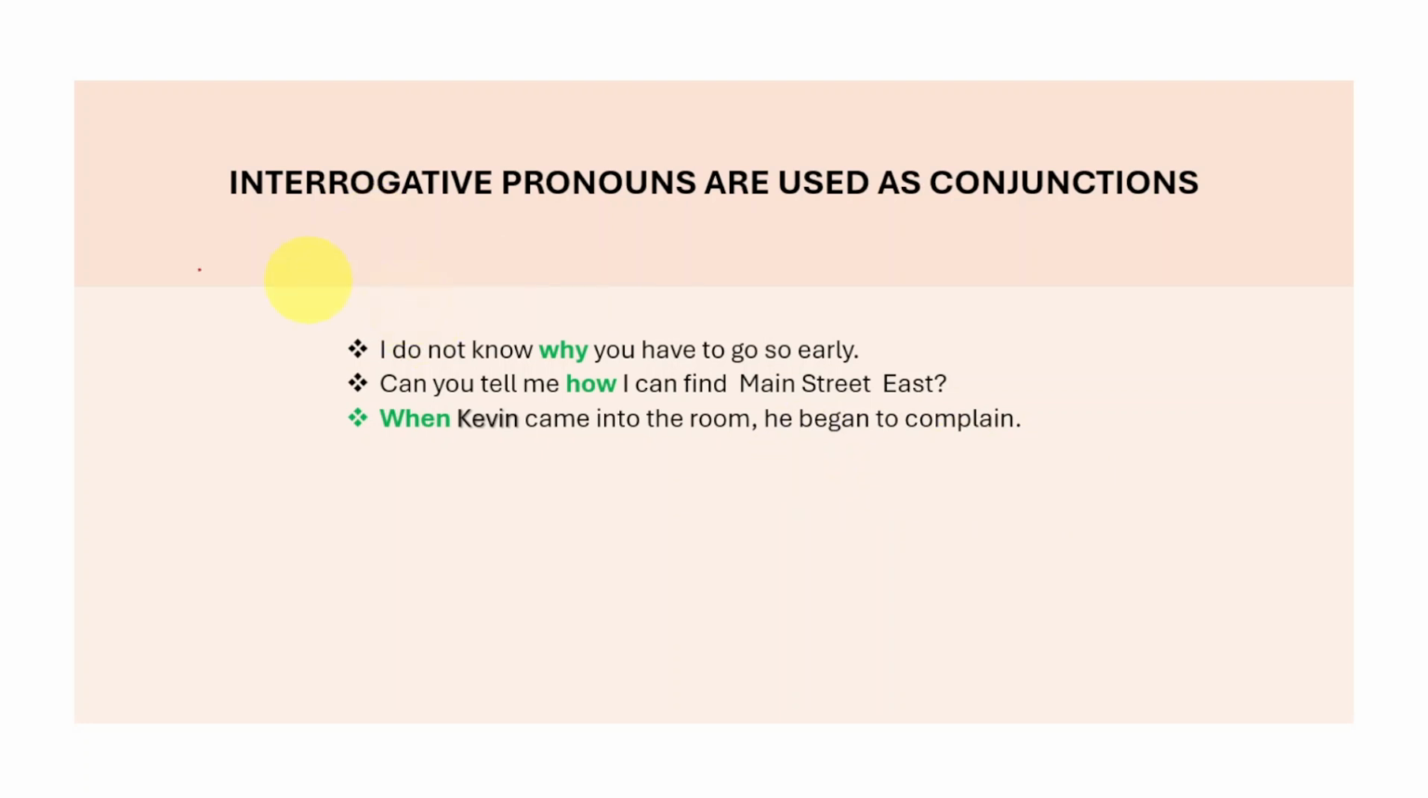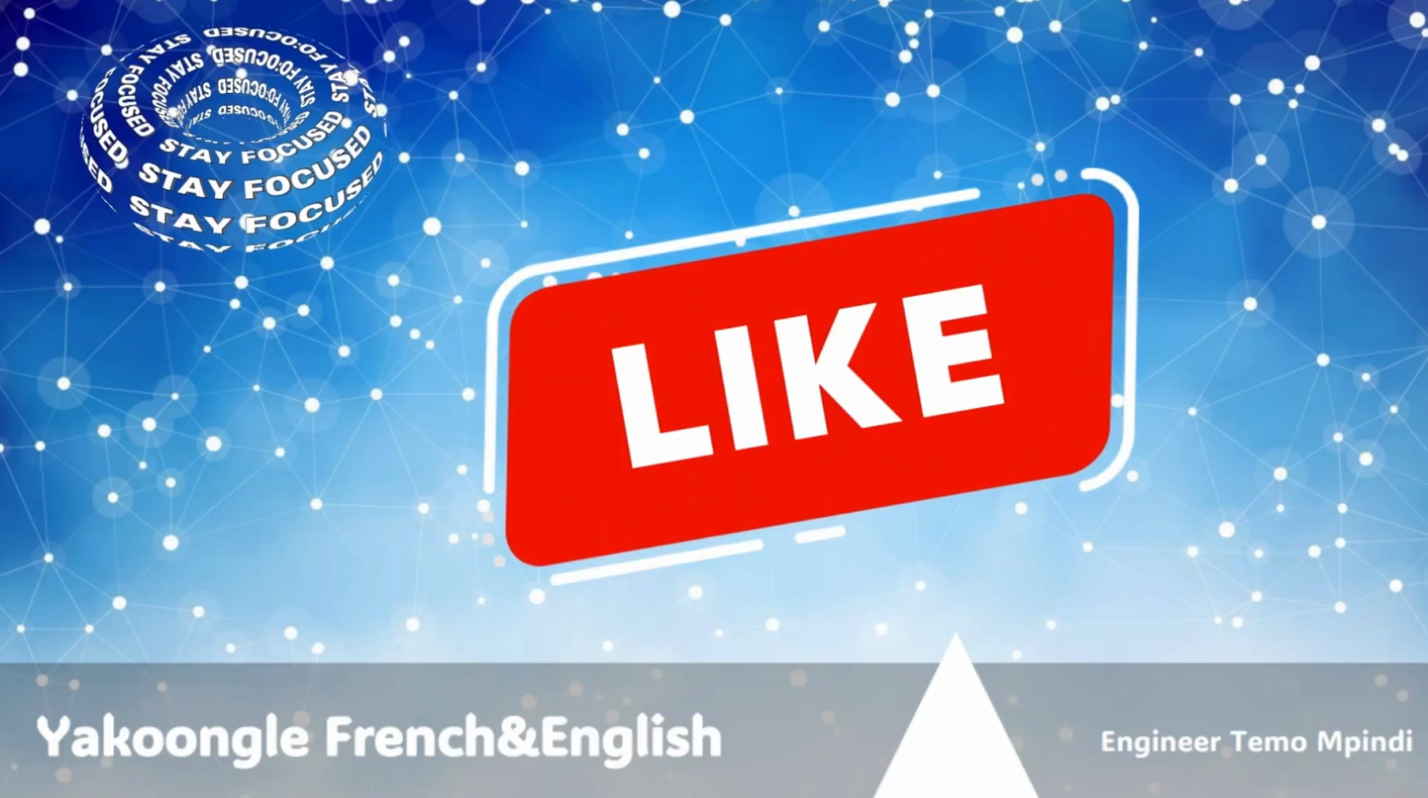Again, I'm going to repeat for you guys. I do not know why you have to go so early. Can you tell me how I can find Main Street East? When Kevin came in the room, he began to complain. Okay, that's how we use it.